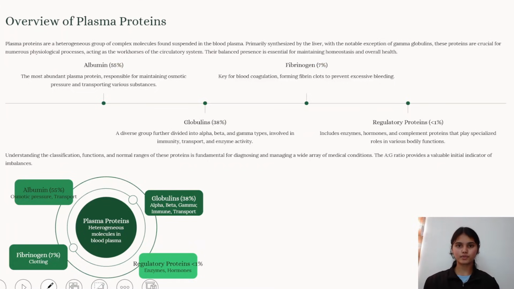The other regulatory proteins are the other enzymes, hormones, and complement proteins that are present in the body, which have various functions. So you can just represent it through this diagram. It is always lovely if you represent physiology through flowcharts, points, graphs, and table format.